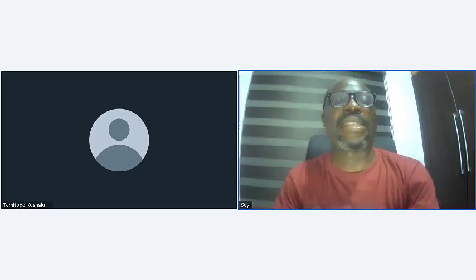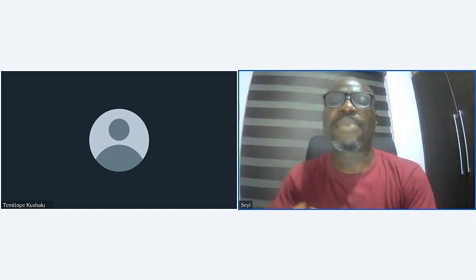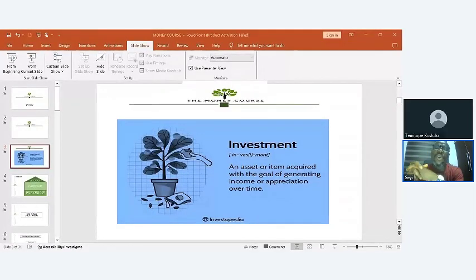Now, investment can be roughly defined as an asset or item acquired with the goal of generating income or appreciation. Appreciation means increase in the value. So you buy it at 100 naira today, and then by next year, when you want to sell, you are selling at 120, you're selling at 130 naira. What it means is that the asset you bought has increased in value by 30%. It goes from 100, 30% of 100 is 30 naira. So plus that 100, that is 130.